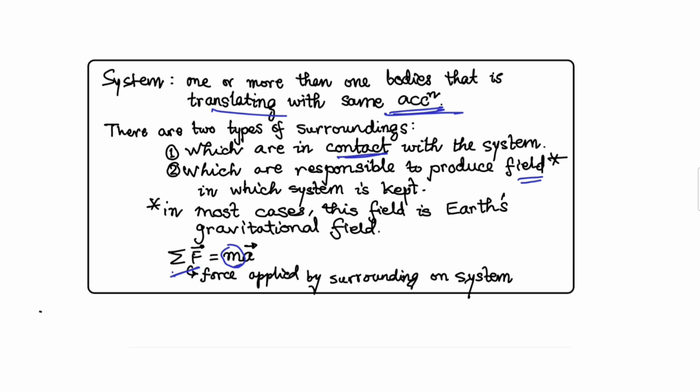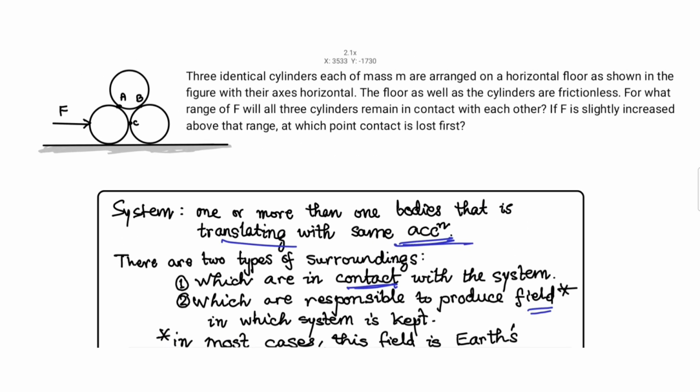And the surrounding can apply two types of forces on the system. One is contact force, another is non-contact force. And non-contact force in most of the cases is due to the Earth's gravitational field, because unless otherwise stated, we assume that the experiment is carried out on the surface of the Earth. Also, you can read the problem statement one time.